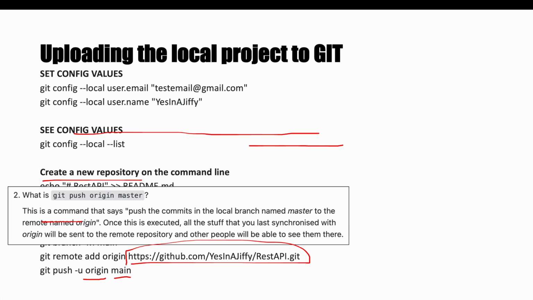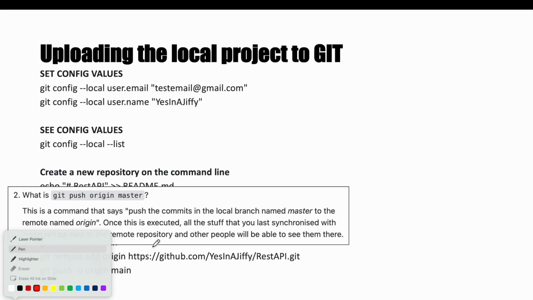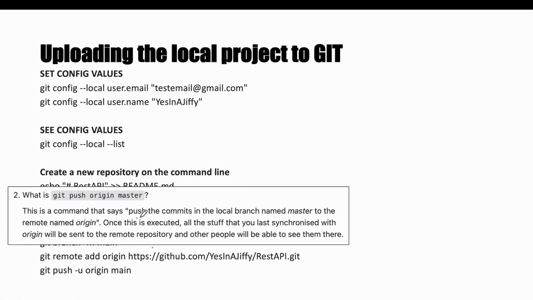And this one I have already indicated, but if we have to read this, it says that this is a command that pushes the commits in the local branch named master to the remote named origin. From here, which is master in this case, but here it is main, from the local main it will be pushing the changes to the origin, which is pointing to this specific path. Now let's see all these things in action.